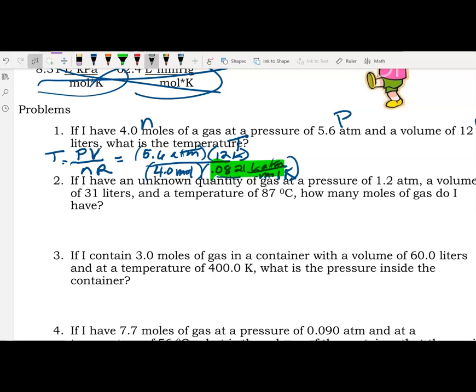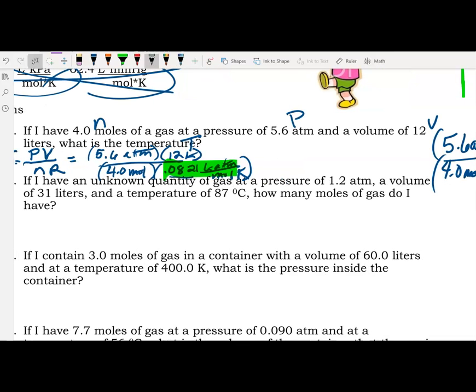Would the answer be 205 Kelvin? Yeah, that's what I got. How do you know it's Kelvin? Okay, I figured it out.